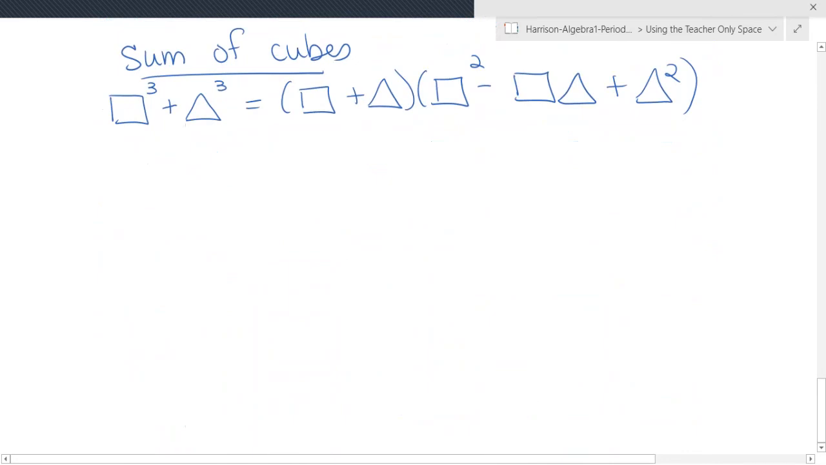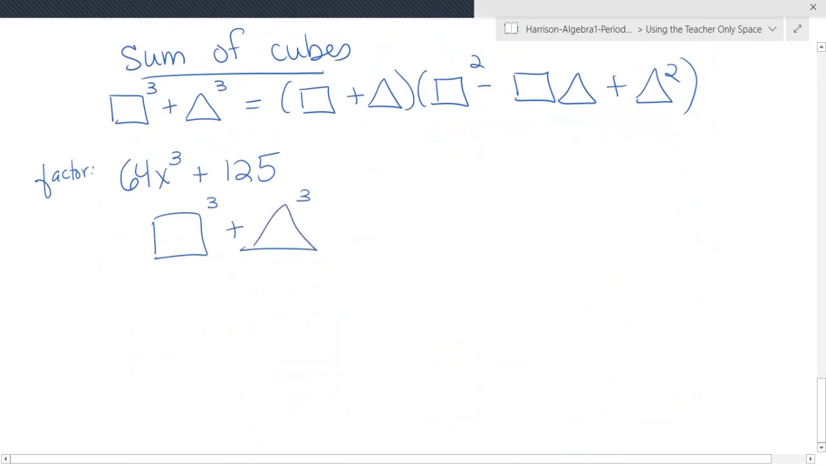All right, so let's say we have 64x cubed plus 125. And the directions will say factor. So the first thing you have to do is make sure that this is a sum of cubes. Make sure it can be written in this format. So what cubed will give you 64? Well, that's going to be a 4. And then we need the x in there. And the cube root of 125 is 5.